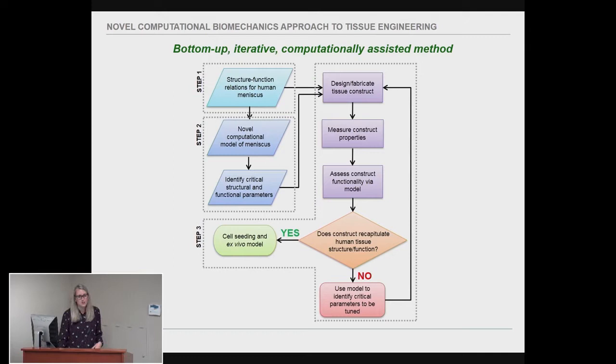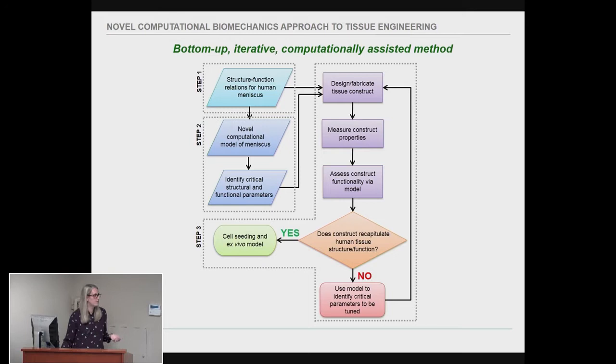So we've developed what we call a bottom-up iterative computationally assisted method to designing a construct. Any computer model is dependent on robust input. So what we first need to do is characterize the tissue to develop structure-function relations for human meniscus tissue. And then from that, we can develop our new computational model and identify what are the critical structural and functional parameters that should be included in the design. We can then design a construct and virtually assess its functionality using our computer model. We then ask ourselves, does this construct recapitulate human tissue? If the answer is no, we can then use our model to identify what are the critical parameters that we need to fine-tune and start the process again until we get an answer of yes, in which case we can move to the benchtop and do cell seeding in our ex vivo model.